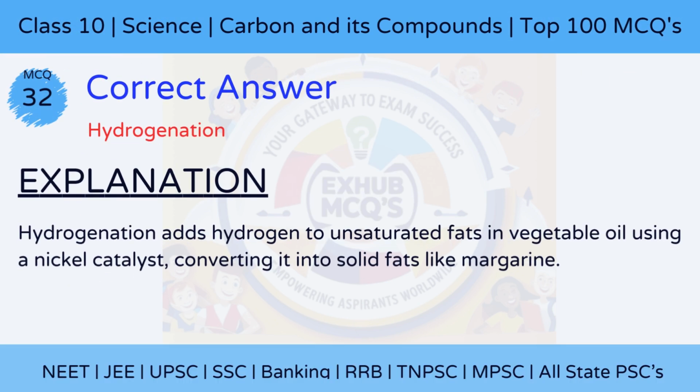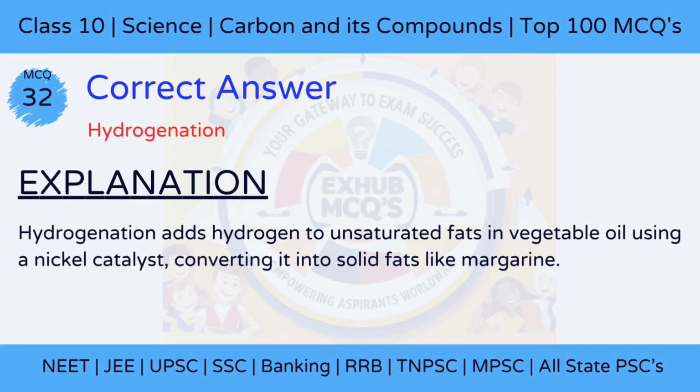The correct answer is option A, hydrogenation. Explanation: Hydrogenation is the process of adding hydrogen to unsaturated fats in vegetable oil using a nickel catalyst, converting it into solid fats like margarine.